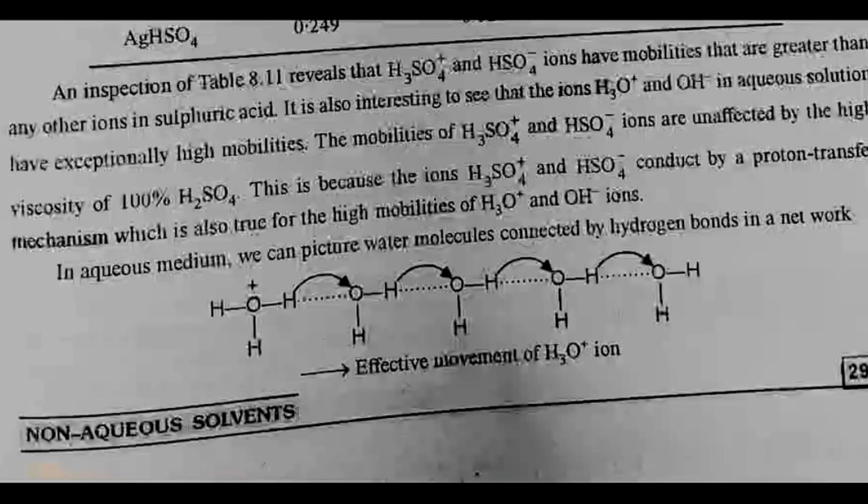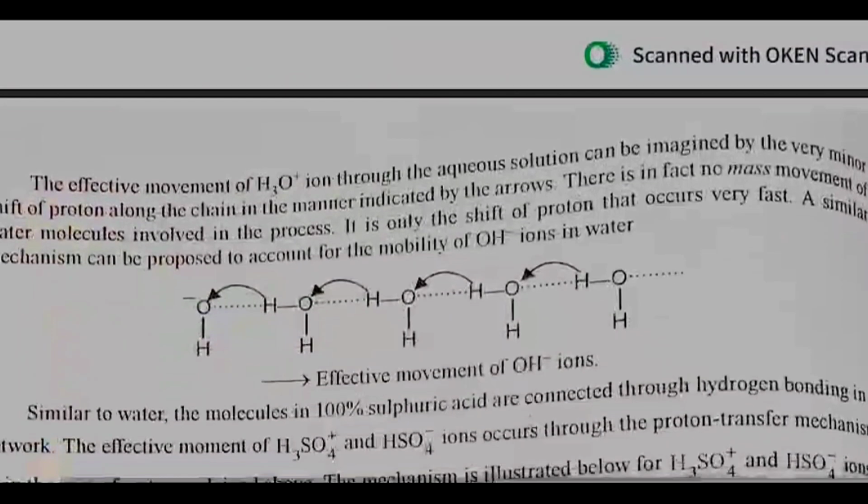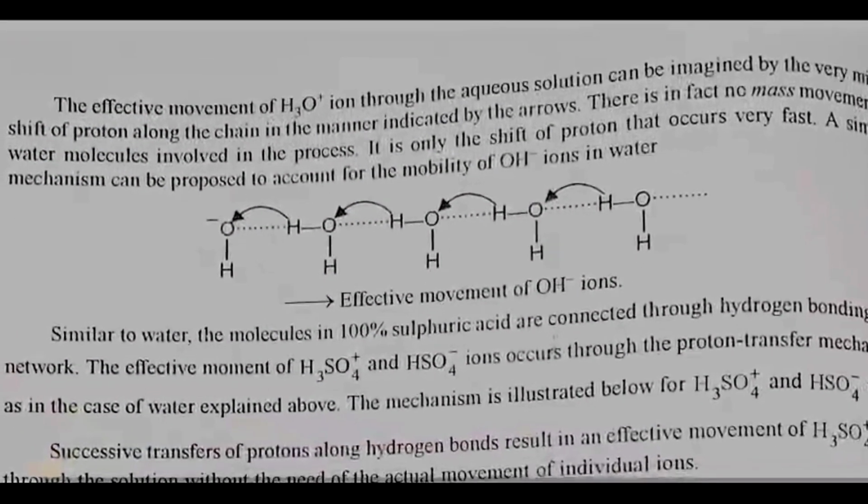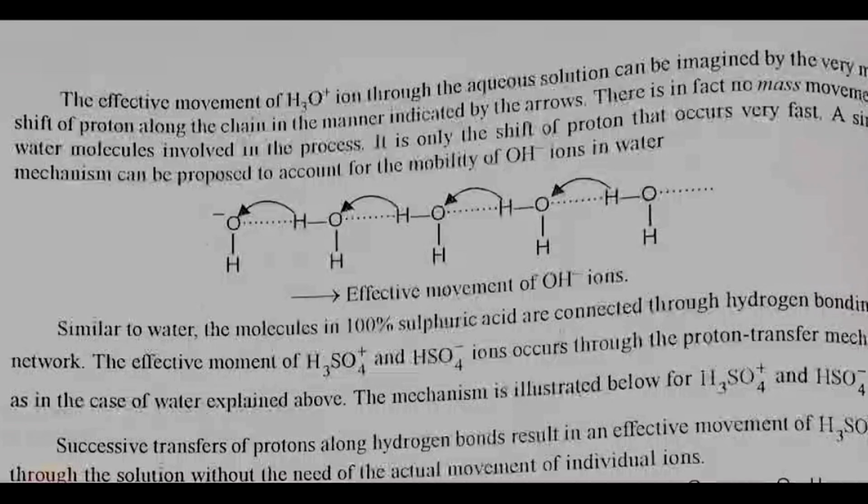In aqueous medium, we can picture water molecules connected by hydrogen bonds in a network. The effective movement of the H3O+ ions through the aqueous solution can be imagined by the very minor shift of a proton along the chain in the manner indicated by the arrow. There is in fact no mass movement of water molecules involved in this process. It is only the shift of protons that occurs very fast.